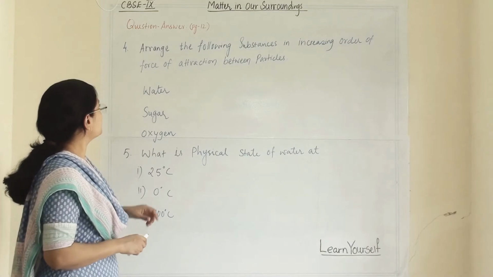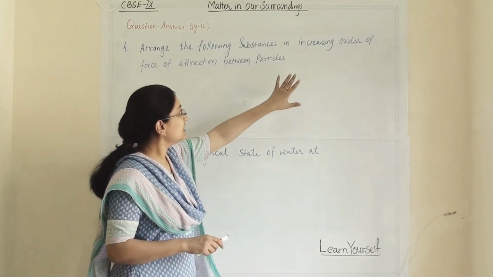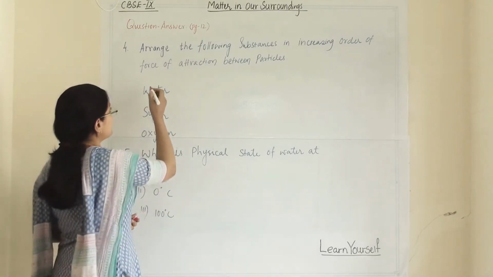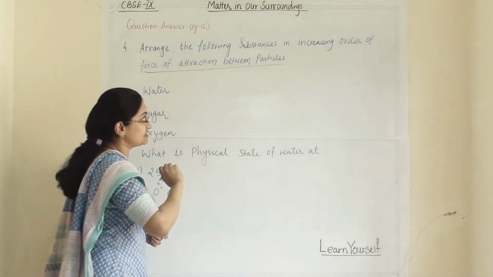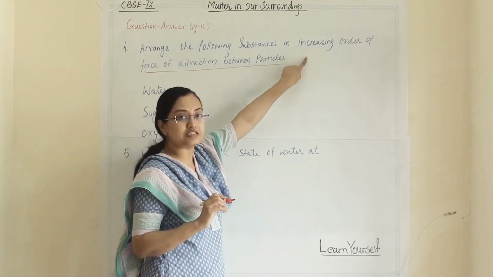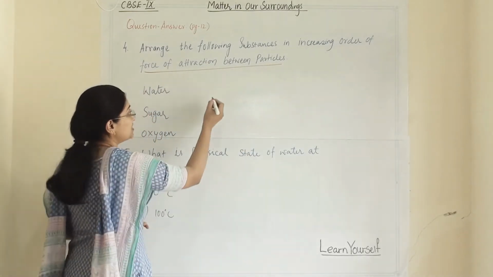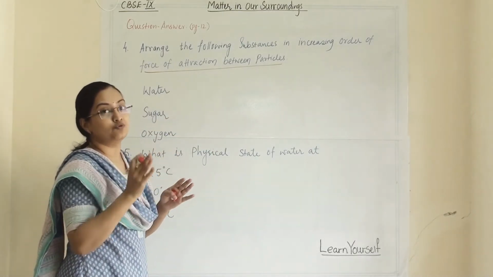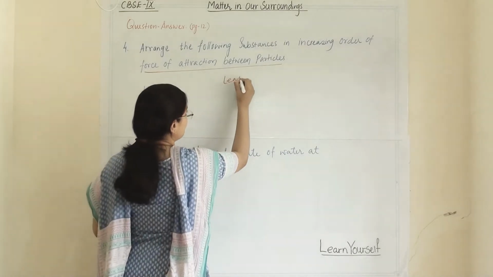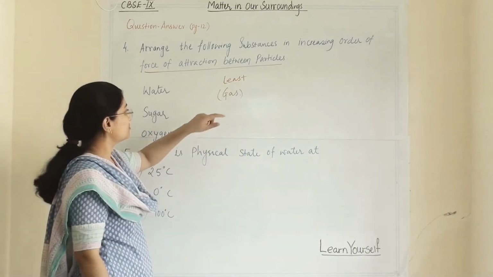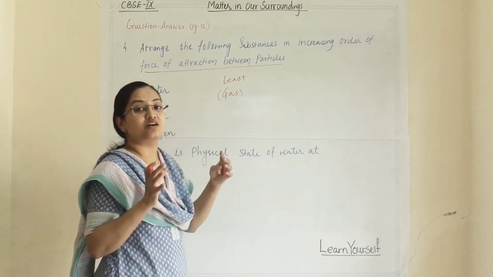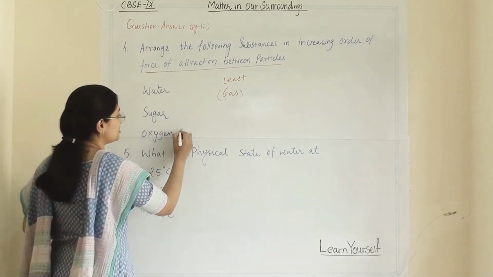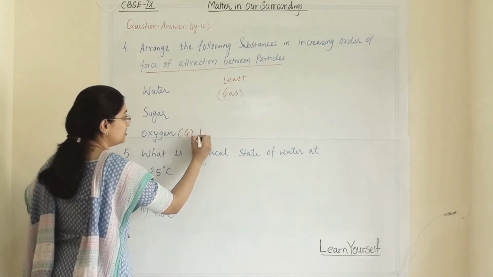The next question is, arrange the following substances in their increasing order of force of attraction between particles. So here we have to see the force of attraction between particles and we have to arrange them in increasing order. So the first one should be the state of matter which is observing the least force of attraction. So the gaseous state particles are observing a very less force of attraction. So in this the oxygen is in gaseous state, so it will come first.